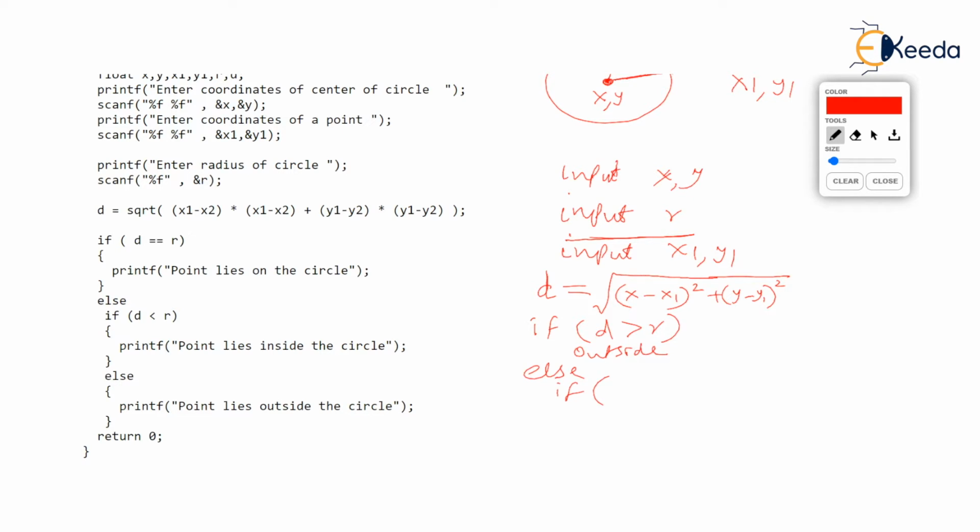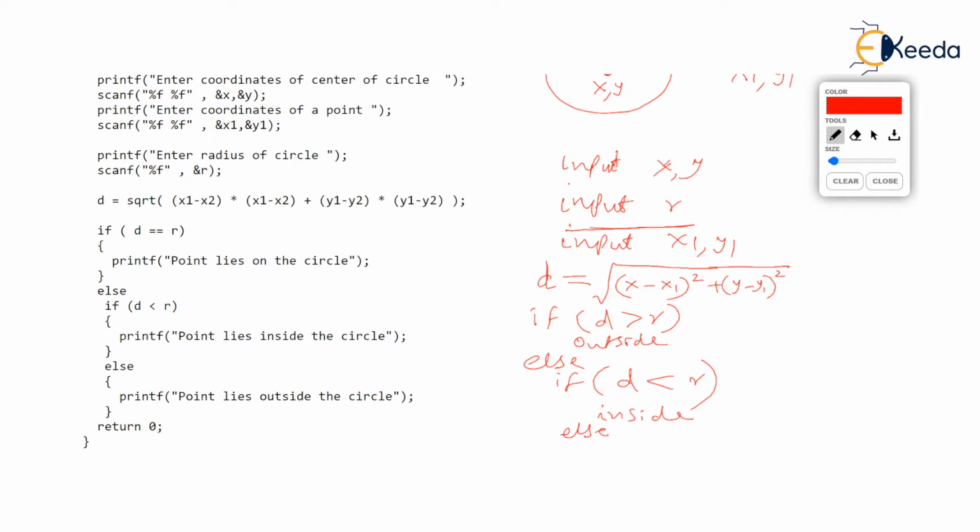So there comes the nested if. If d is less than r, if the distance is below the radius, then the point is inside. But else, if it is neither of these, then surely the point lies on the circle, isn't it? It is on the circle. So that's the use of nested if that has been seen here.